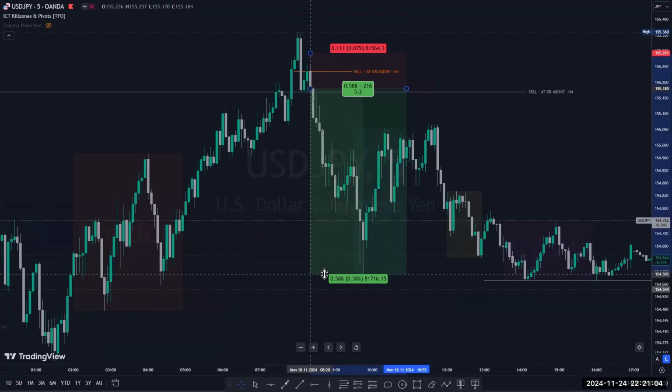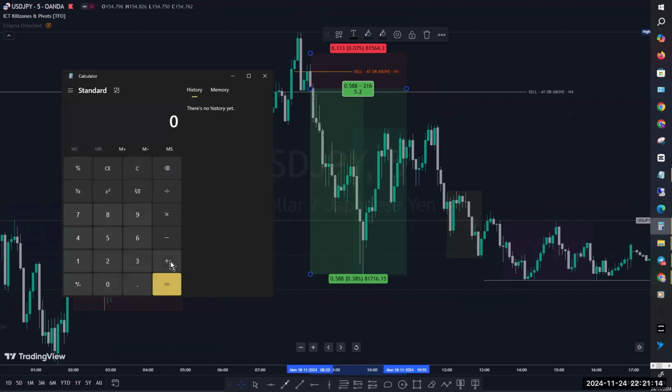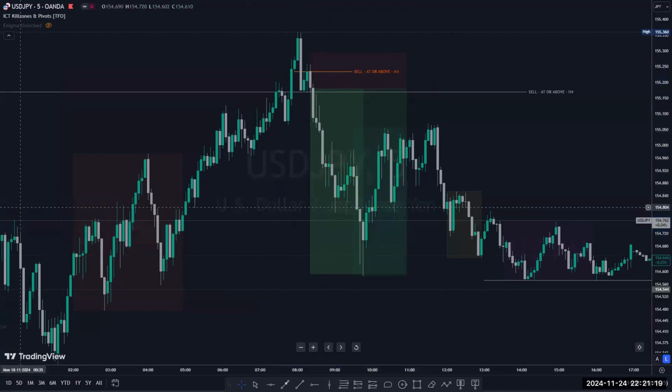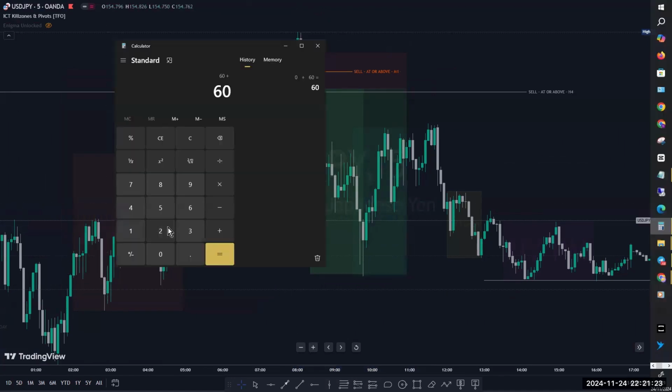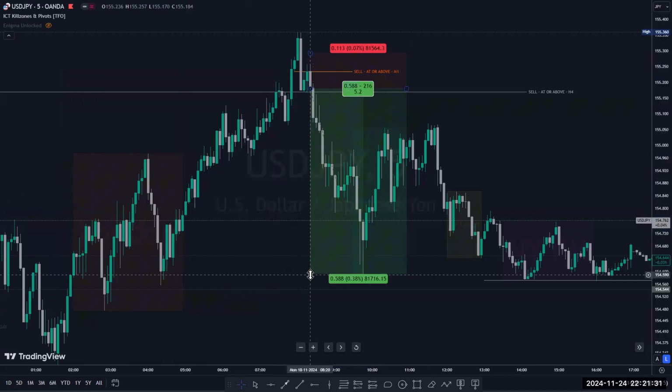Okay, and as you can see, this is a 50 pip move. So let's put this in the calculator. This is first trade plus 60. So let's round it down to 50, make it less, right? First trade 50. Even though it's a little bit more, we're just going to say 50 pips, right?